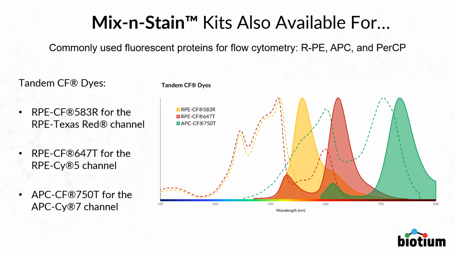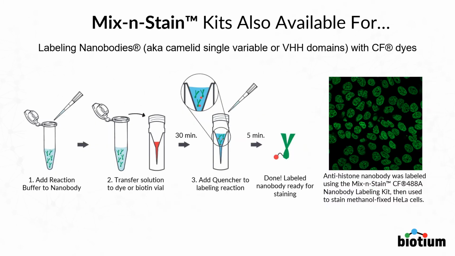For those of you who are looking to label your antibodies with fluorophores that have longer Stokes shifts, we also offer tandem CF dyes, and these kits come in 3 different flavors. We have one for the RPE Texas Red channel, RPE Cy5 channel, and the APC Cy7 channel. In addition, Biotium is actually one of the only providers of labeling kits that are optimized for nanobodies, aka camelid, single variable, or VHH domains. And the labeling process is quite simple. It only requires a 30-minute incubation followed by a 5-minute incubation. And these kits are available with your choice of 7 different CF dyes.